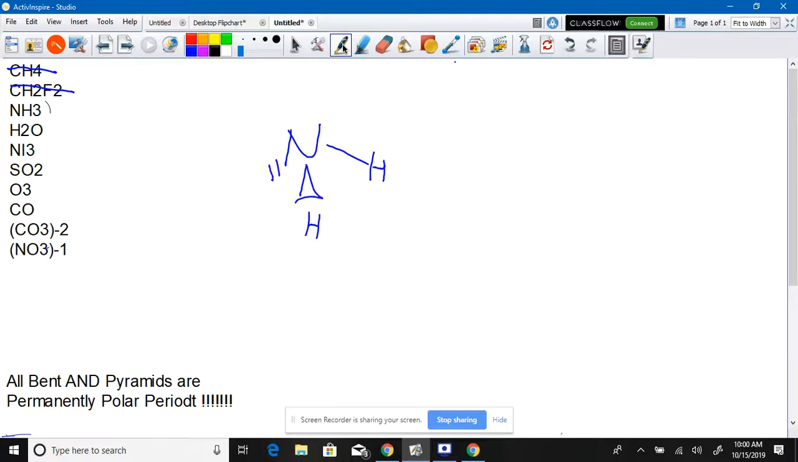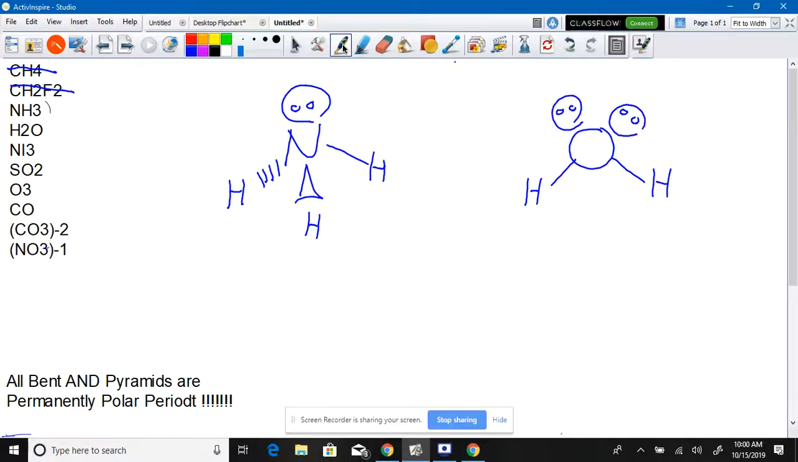NH3, you guys have drawn this 100 times. What shape is it? You have drawn it 1,000 times. You can just tell me right off the bat. What is the name of the shape that it makes? Trigonal what? No, it's not planar. It's a three-dimensional shape that sits up in a point. It's a pyramid. Trigonal pyramid, and water is bent.